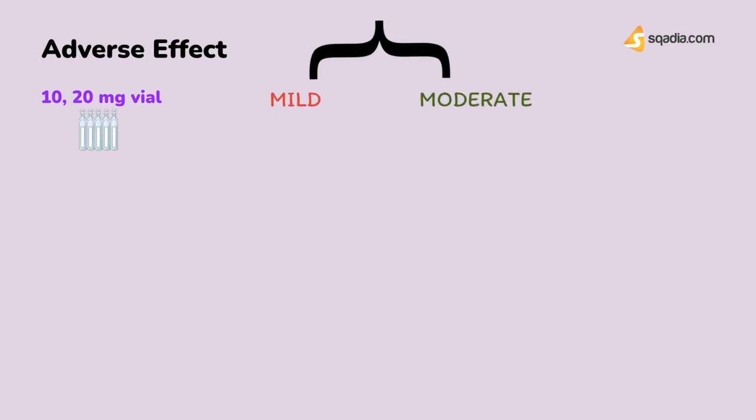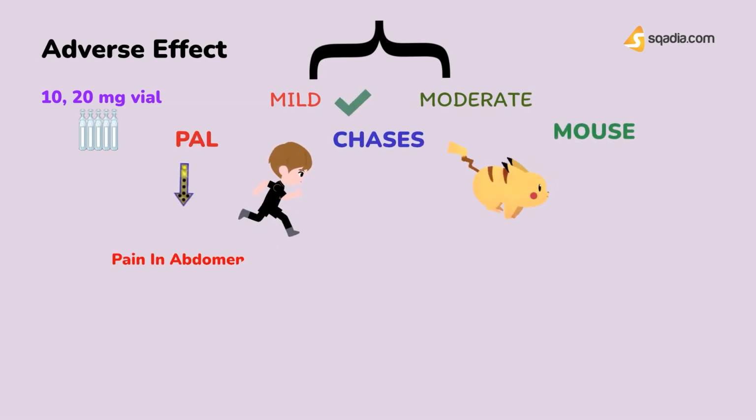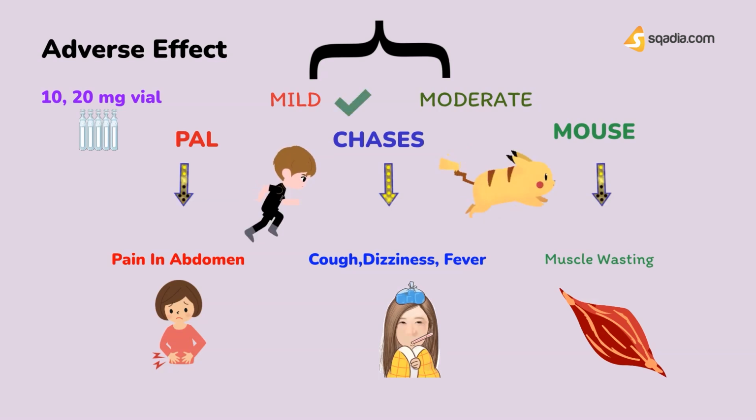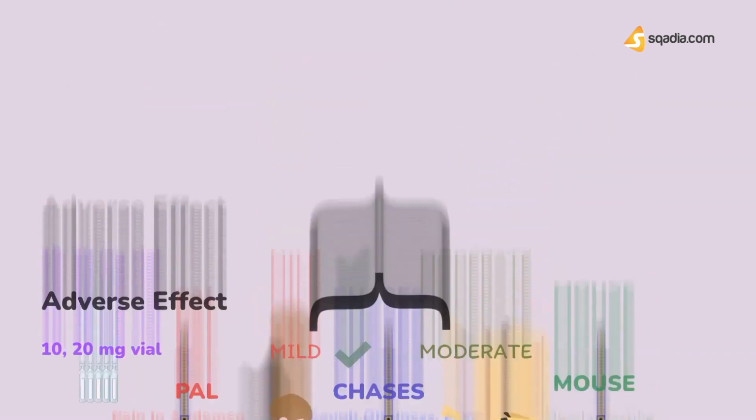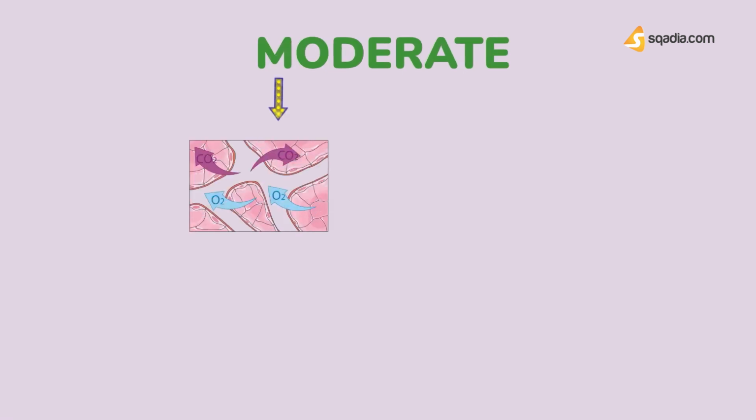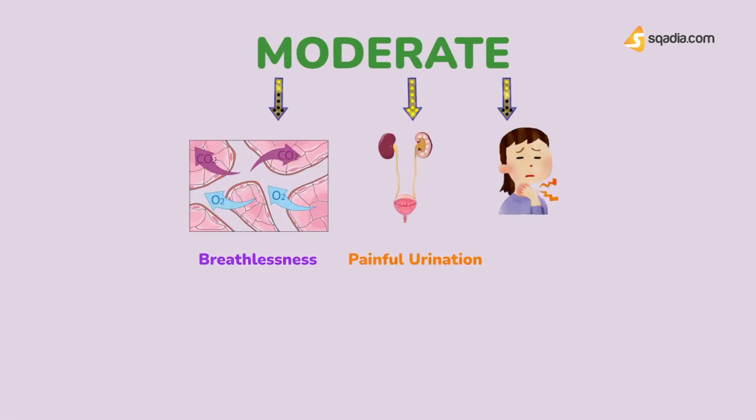In mild side effects, we have a short mnemonic to memorize it. PAL chases mouse. PAL stands for pain in abdomen, chases stands for cough, dizziness and fever, and mouse stands for muscle wasting. Can anyone have an idea about the moderate side effects it can produce? Well, I have no idea. Okay, no worries. The moderate side effects include breathlessness, painful urination, and sore throat.